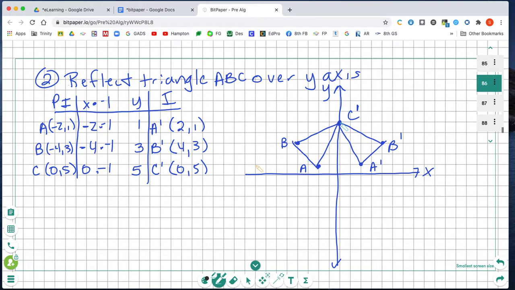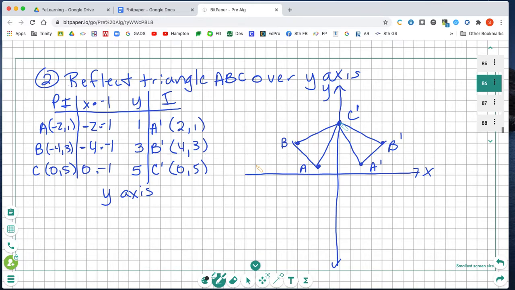Now, for the C, I go 0 to the right, I'm on C, and I go 0 to the left, and I'm on C. So I have reflected the triangle ABC over the y-axis. So underneath my T chart, I have y-axis.